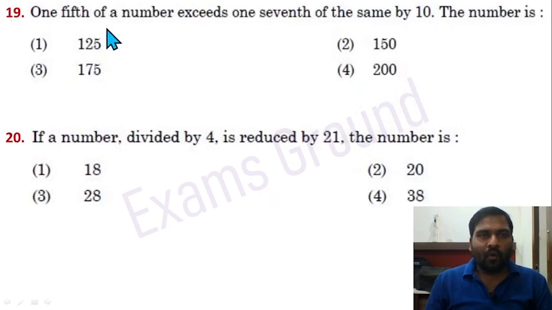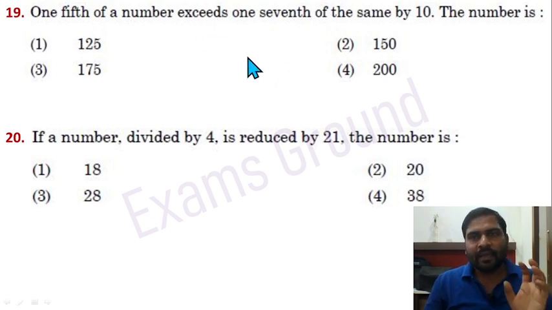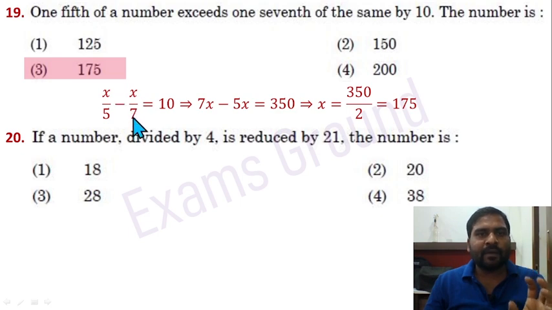Question 19. 1/5 of a number exceeds 1/7 of the same by 10. The number is... Let's say the number is x. Then x by 5 minus x by 7 equals 10, according to the question. Take the LCM of this. So the LCM is 35. 7x minus 5x equals 35 multiplied by 10, equal to 350. That's why the value of x equals this divided by 2, equal to 175.